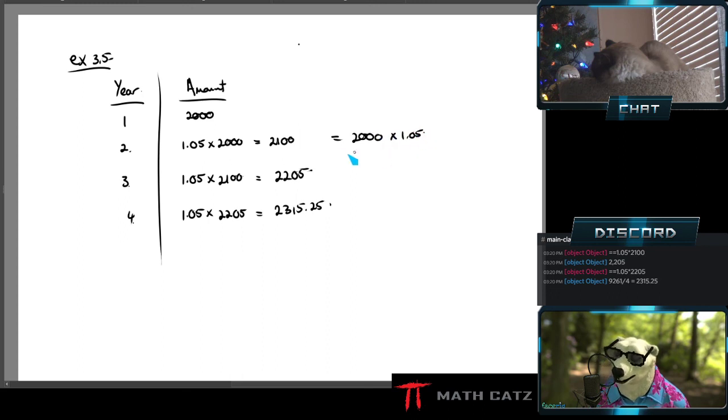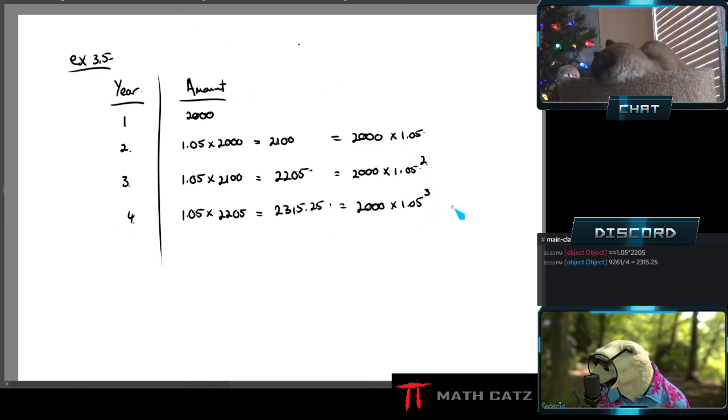Now I don't see a pattern in the amounts, but I can look at the detail in the calculation. This 2100 was 2000 times 1.05. The next one is the 2100 times another 1.05, so two of them. Next time, I take that 2205, which has this detailed calculation, and I multiply another 1.05. Therefore, I have three of them. You see, it's exactly the same as the geometric sequence.